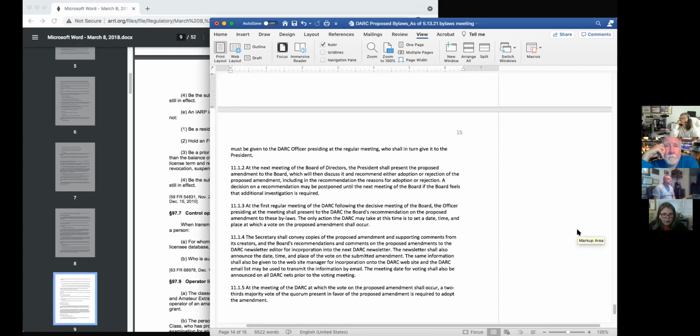A decision on a recommendation may be postponed until the next meeting of the board if the board feels that additional investigation is required. 11.1.3, at the first regular meeting of the DARK following the decisive meeting of the board, the officer presiding at the meeting shall present to the DARK the board's recommendation on the proposed amendment to these bylaws. The only action the DARK may take at this time is to set a date, time, and place at which a vote on the proposed amendment shall occur.